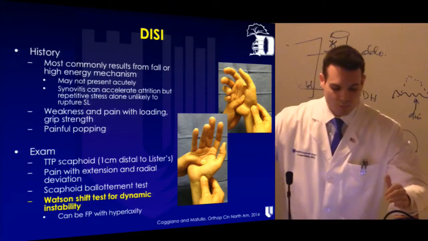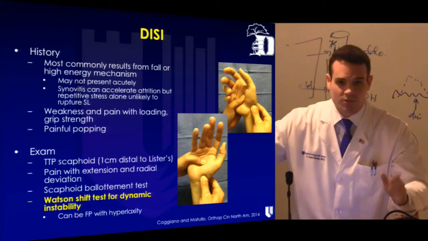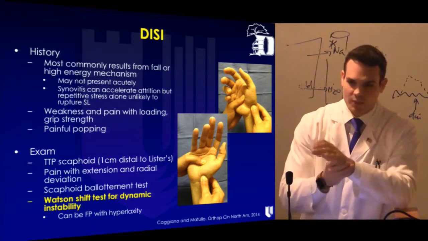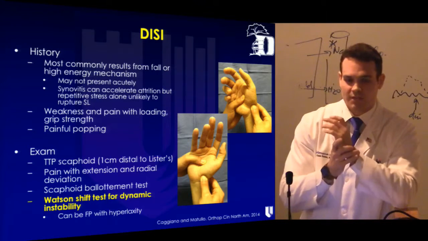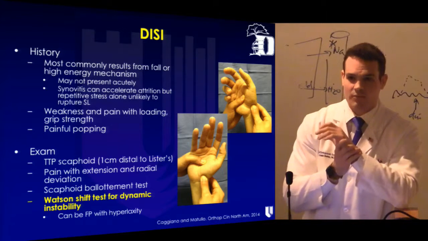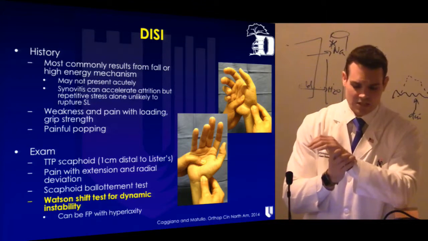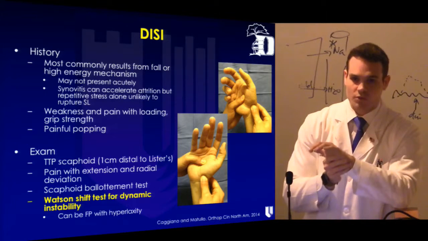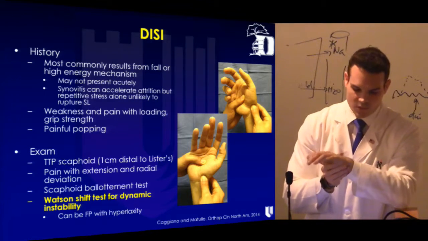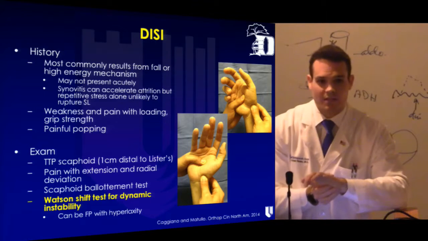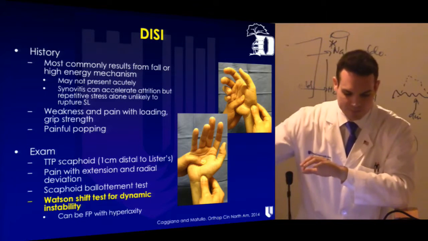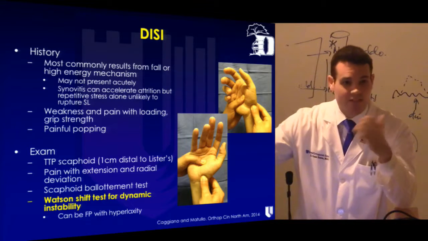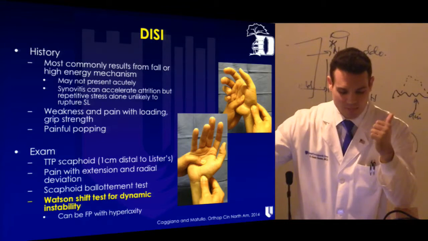The patient may present with weakness, pain with loading, as well as decreased grip strength and some painful popping. On exam, we classically think of scaphoid tenderness in the anatomic snuff box, and you can have radial snuff box swelling in the case of an acute injury, but oftentimes they will have more dorsal pain over the scaphoid, and then if you can find it, the interval between the lunate and the scaphoid. So pain with extension or radial deviation, which makes sense based on the mechanics that we talked about.